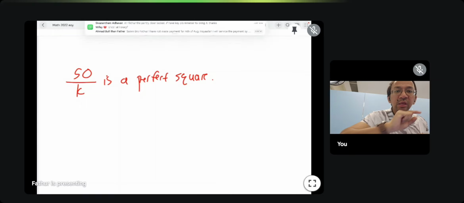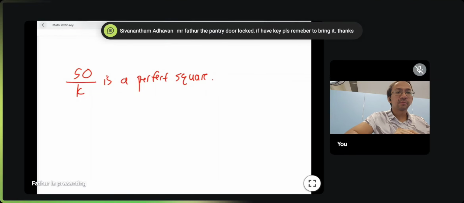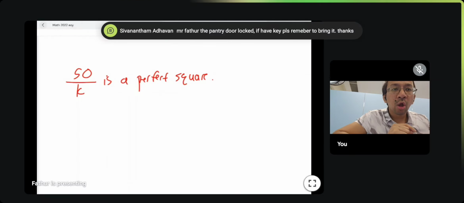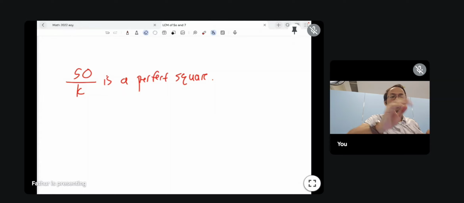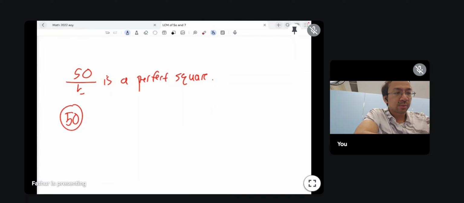We added those powers, right? But right now, 50 over K is a perfect square, so 50 over K means you have to take out those powers. I'll give you an example. 50. First step, same thing: express 50 as a product of its prime factors. 50 will be 2 times 5 squared.